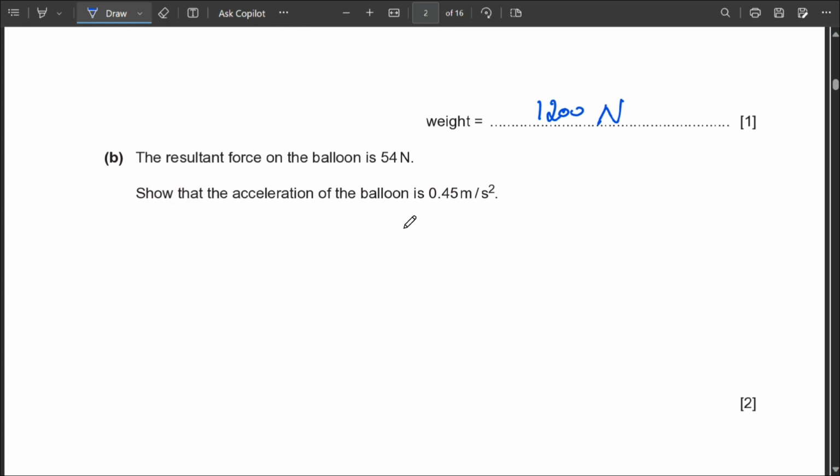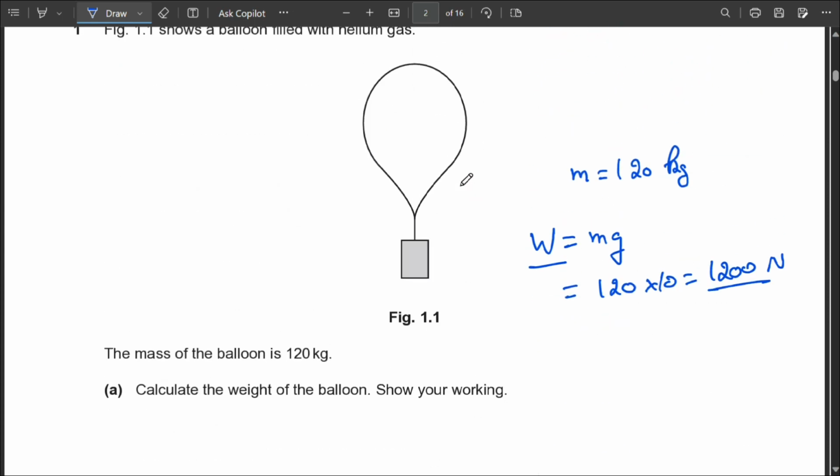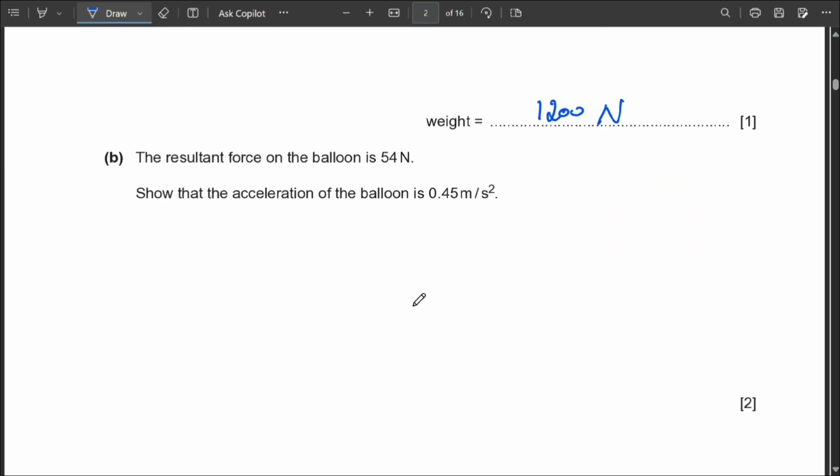The resultant force on the balloon is 54 Newton. Show that the acceleration of the balloon is 0.45 meter per second square. See, we know that helium is lighter, so it will go up and the weight is going to be down. But that's not our concern, because it's already given the resultant force on the balloon, and it's obvious that it's a helium balloon, so it is going to rise up.